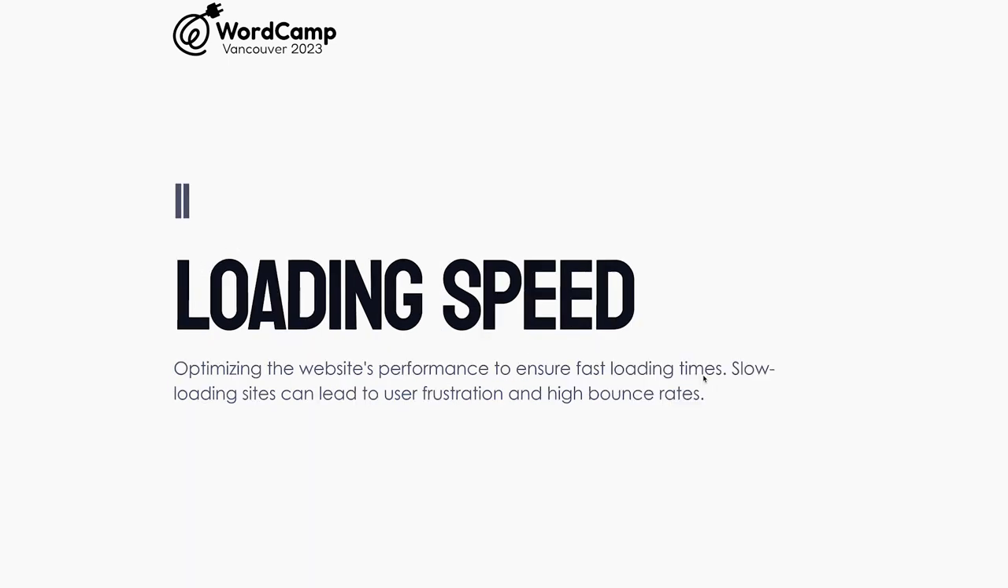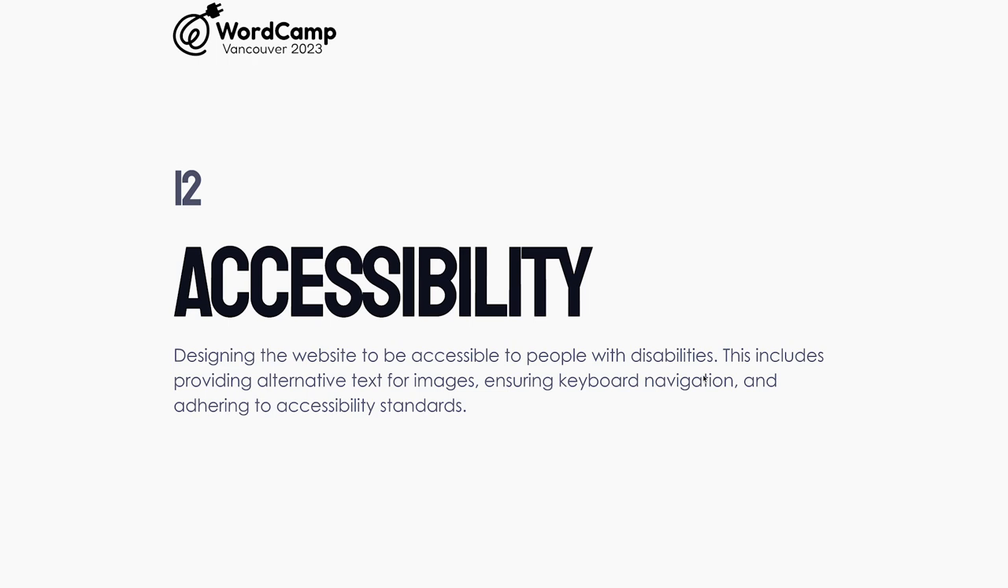Number 11, loading speed. Optimizing the website's performance to ensure fast loading times. Slow loading sites can lead to user frustration and high bounce rates. Number 12, accessibility. Designing the website to be accessible to people with disabilities. This includes providing alternative text for images, ensuring keyboard navigation, and adhering to accessibility standards.